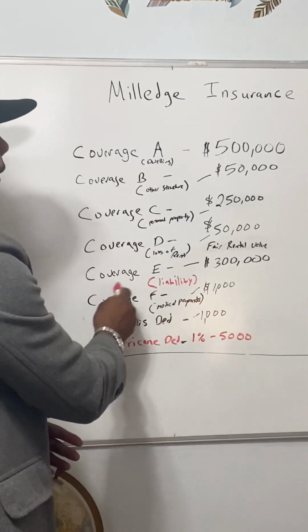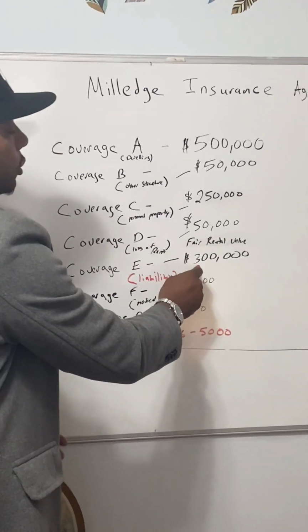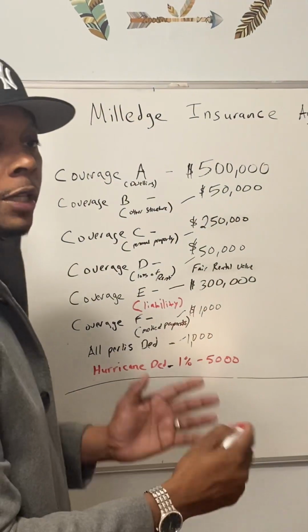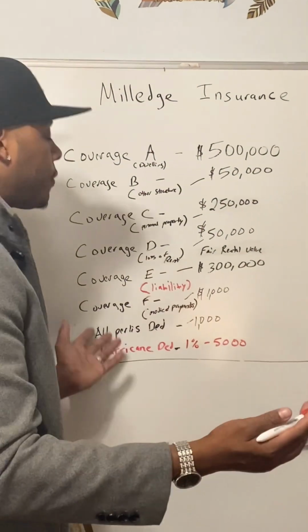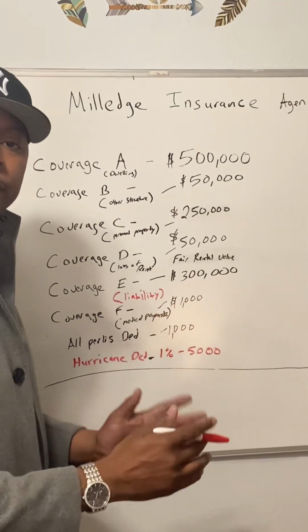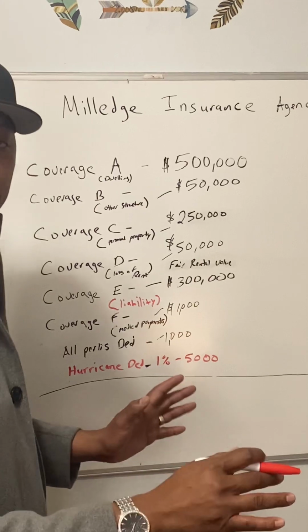Next, we have what's called coverage E. This is your liability insurance. This is at $300,000 in this example. To be honest with you, it doesn't cost that much more to go up to $500,000 for liability. Something to definitely take a look at. When you speak to our insurance brokers, we can definitely assist you and see what meets your needs there.